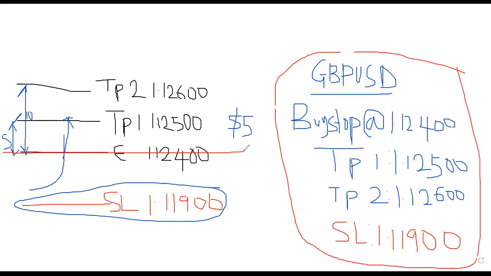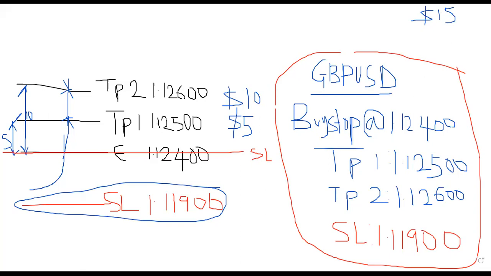You just broke even. Breaking even, I repeat, is when you put your stop loss on your entry point value. Once you break even, if this market now goes further and hits TP2, let me use a blue marker so that I don't get confused. If this market goes further and hits TP2, glory be to God in the highest. That means that you successfully won an additional $10. $5 plus $10, you get $15 already.